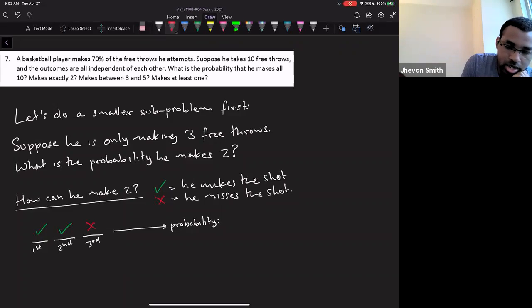And the fact that they are independent is something that can help us here. So notice, another way we can phrase this scenario is that he makes the first, and then he makes the second, and then he misses the third. So if we have independent events, and I know that's what I'm looking for, how can I find the probability?